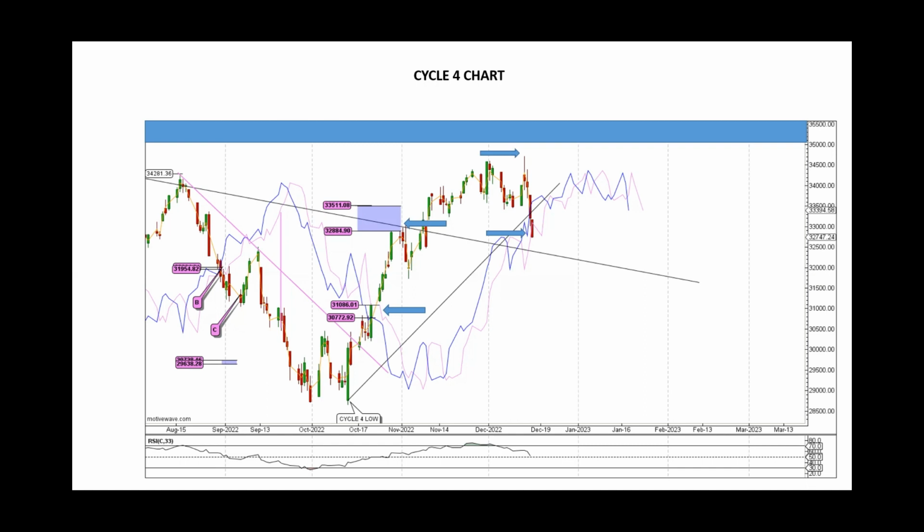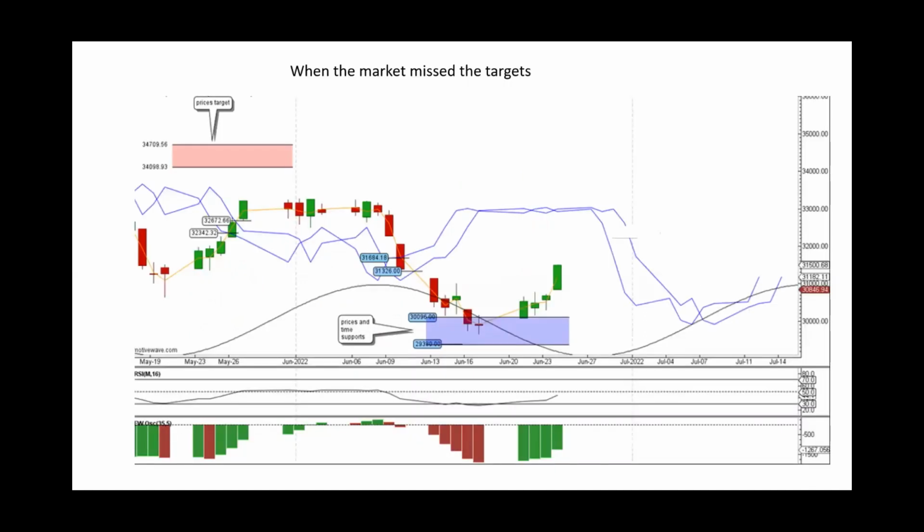On May 26 we had an upside crossing for a target zone between 34,709 and 34,098. The market crossed back below its cycle line 17 days later, without meeting its target. It was a bearish sign and this provided a downside target which was met 5 days later.